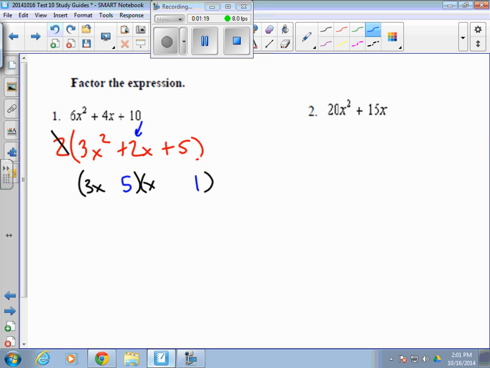So now you check the signs. This one still tells you that they're either going to be the same or different. That one tells you it's positive, so they're going to be the same. This one tells you since they're both the same, it's going to be plus. So when you FOIL this out, 3x times x is 3x squared. 3x times 1 is 3x. 5x times 5 is going to be 5x, and 5 times 1 will be 5.